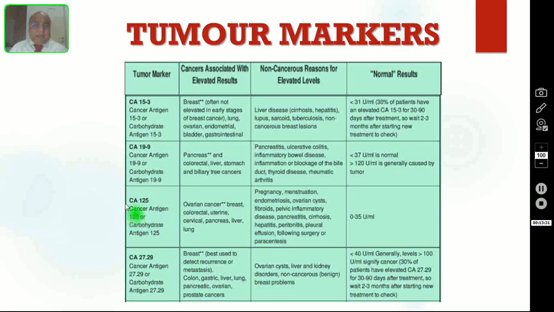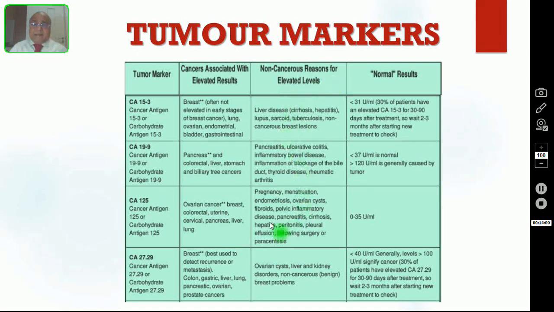The next tumor marker is CA125. This is the carbohydrate antigen 125. This is elevated in ovarian cancer, breast cancer, colorectal cancer, uterine cancer, cervical cancer, pancreatic cancer, liver and lung cancers also. So it is not specific only to ovarian cancer. It is elevated in so many cancers.